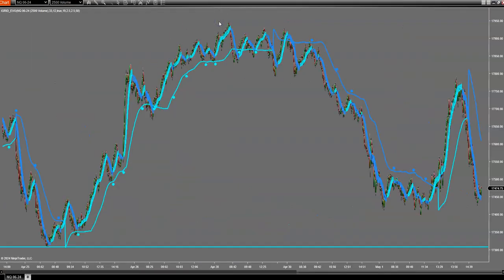So, who knows? For instance, here is a 2500 volume chart. I like to watch that on the NQ itself. And I run my iGRID on this one a little bit less responsive, just so I can see the key bigger picture structural moves, and watch that market that way.